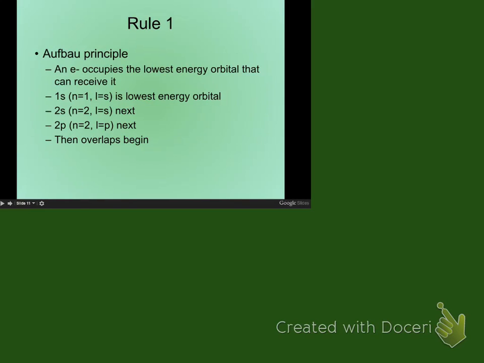Okay, the first rule is called the Aufbau principle. It's German. Lots of the particle physicists were German, though Aufbau doesn't translate particularly well, so we're not going to bother with that. Aufbau just says that an electron is going to go into the lowest energy orbital possible. Okay? It is going to take the lowest energy spot available to it. Now, this is pretty logical. We just have to know which ones are lower in energy. And it's really easy to start with. 1s, then 2s, then 2p, then 3s, and then things start to get a little weird.